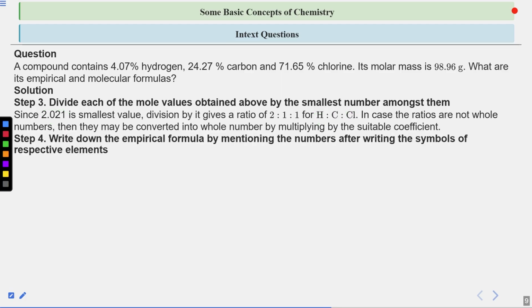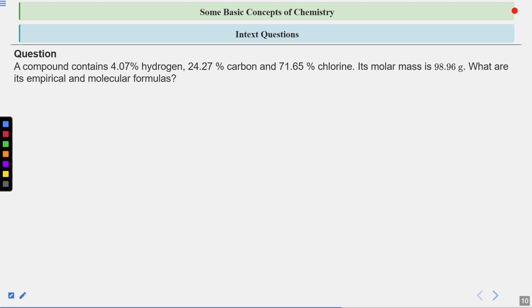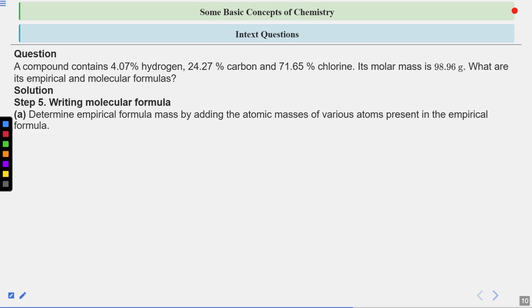Now, we can write the empirical formula if we have gotten this smallest ratio. It will be CH2Cl. Is it clear now? Now we have to know the molecular formula. How will we do it? For that, we will calculate the empirical formula mass. So, now our next target is to get the molecular formula. It's very simple. You just have to know the empirical formula mass.